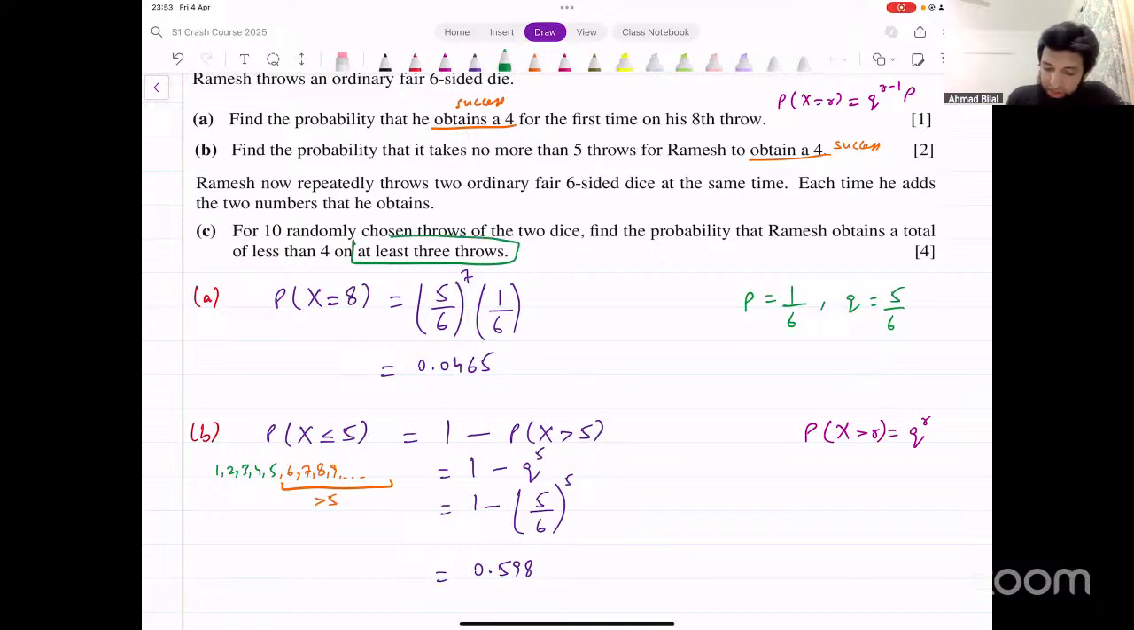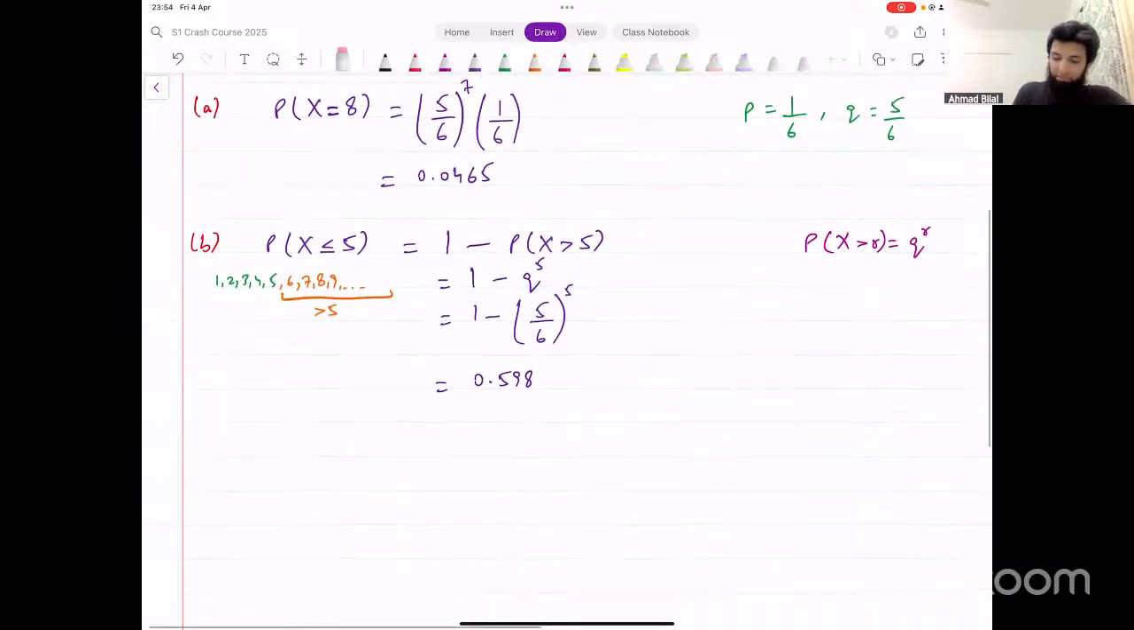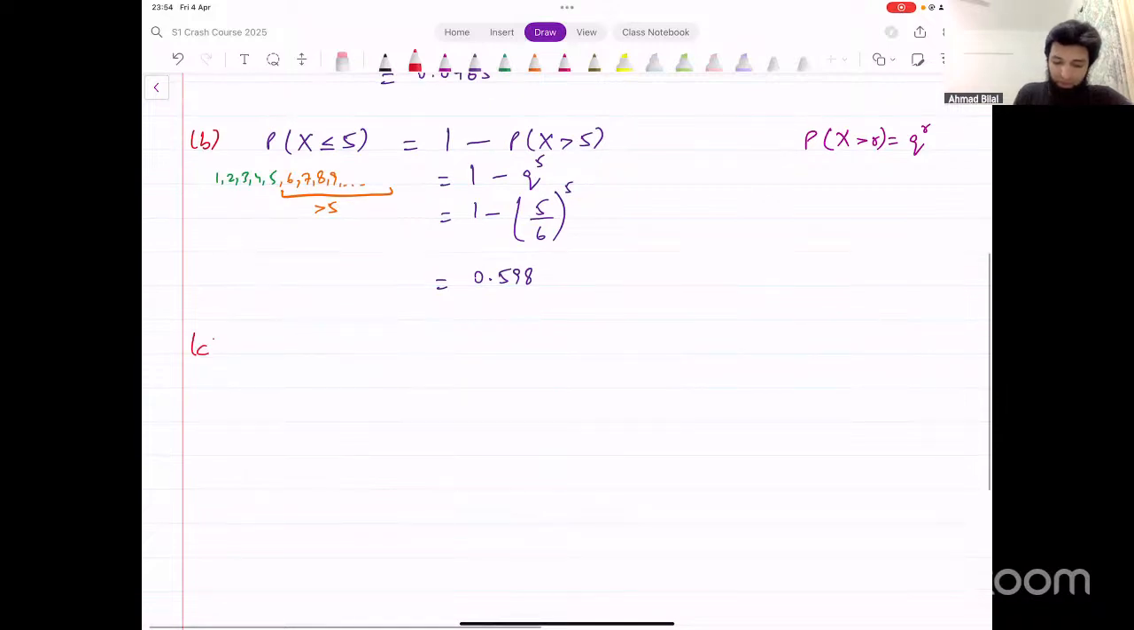At least 3 successes. We want at least 3 successes out of a total of 10. The total number is also fixed, right? That's also a hint that it's going to be binomial. We know the total number, and we're talking about having a certain number of successes. So this is binomial distribution. This is not geometric. So what do we do then?